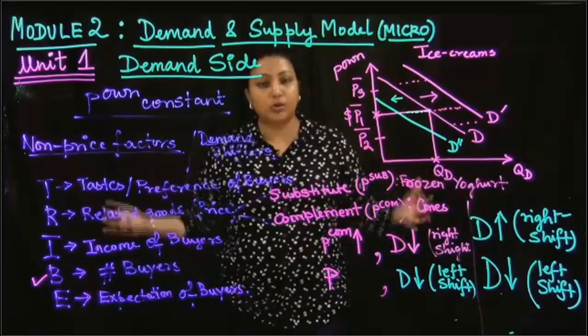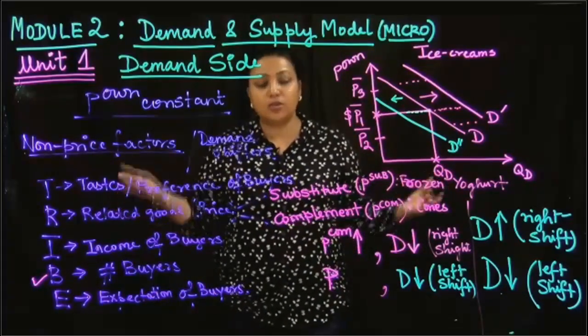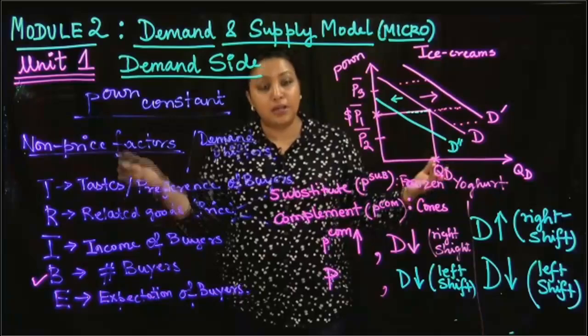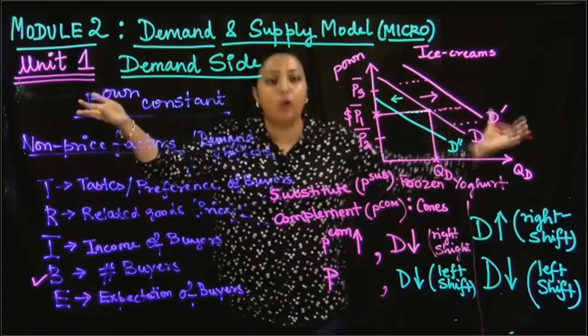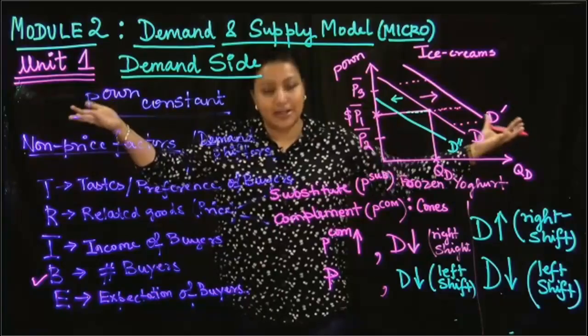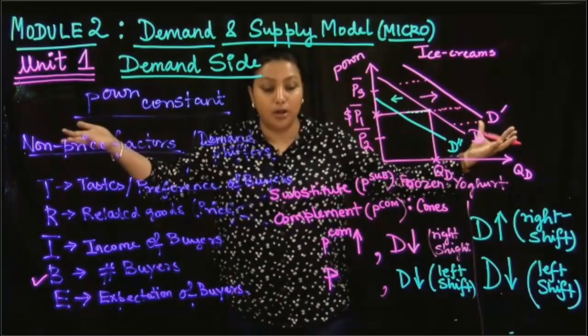Think about pizza and soda. Pizza and soda go hand in hand. If pizza becomes expensive, people do not want to buy the pizza, so they also do not buy soda. That is exactly what we are talking about, right?